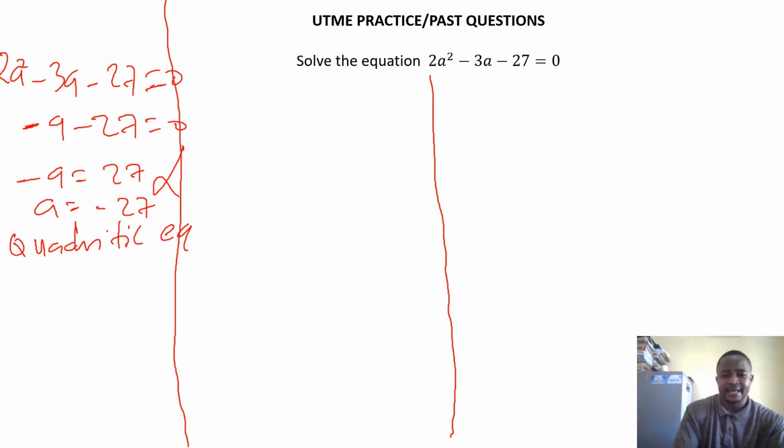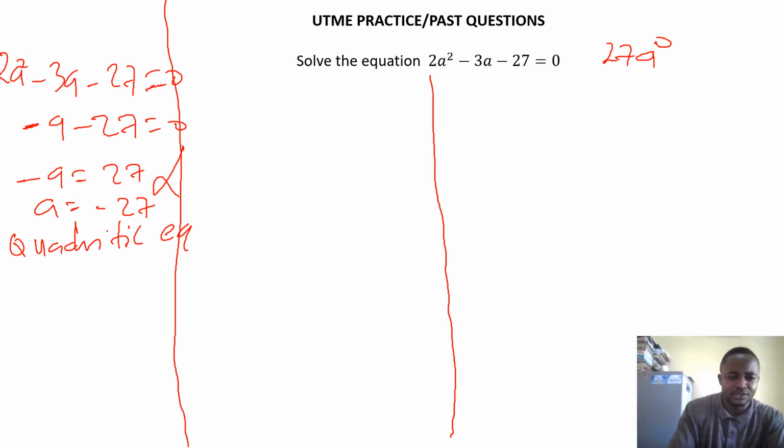The power here for the unknown is what? 2. The power for the unknown in this a is what? 1. And the power here is what? It's actually 0, because 27 is the same thing as 27 a raised to power 0. And a raised to power 0, according to the law of indices, is equals to what? 1. 1 times 27, 27.